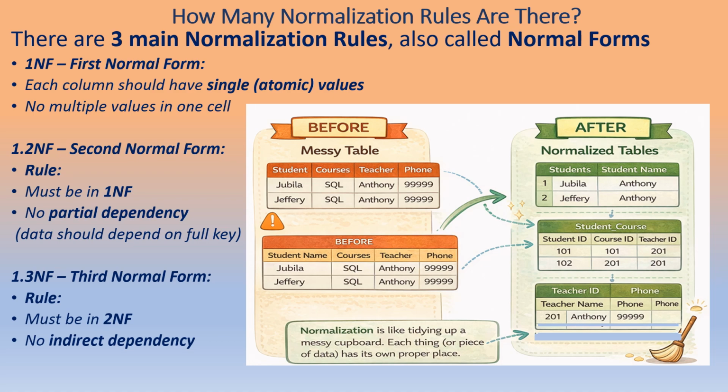Third, data should not depend on another non-key column. This removes indirect dependency. The result is a well-structured database, as shown in the picture for reference.